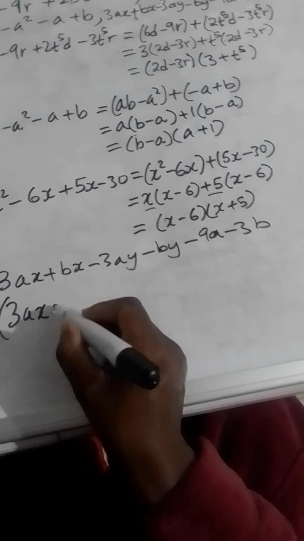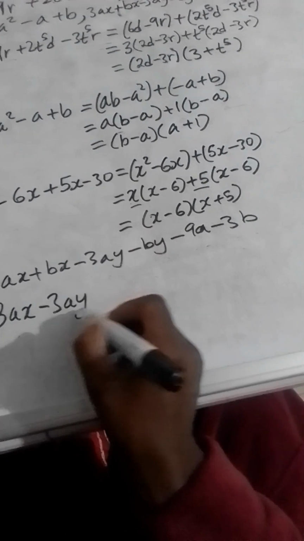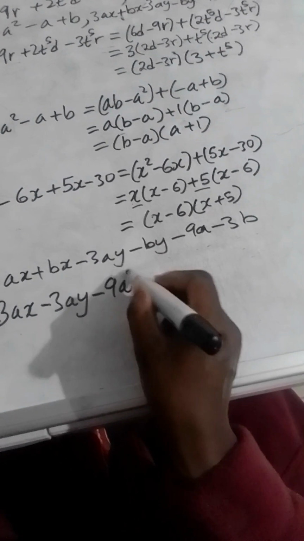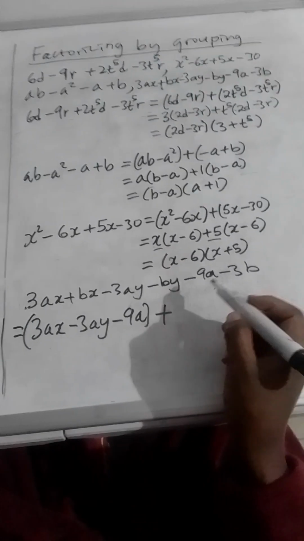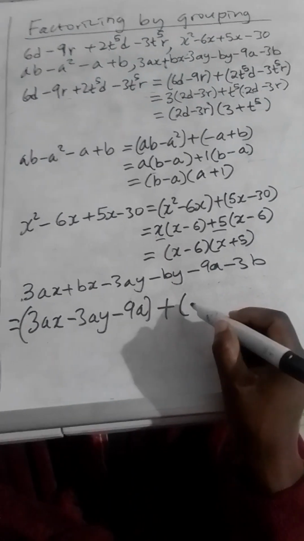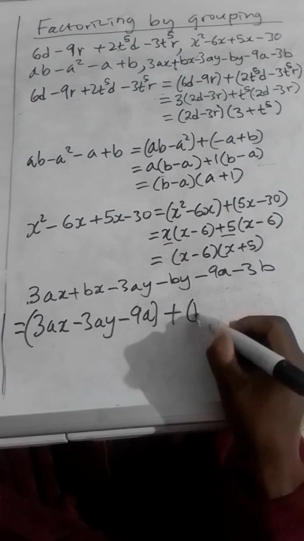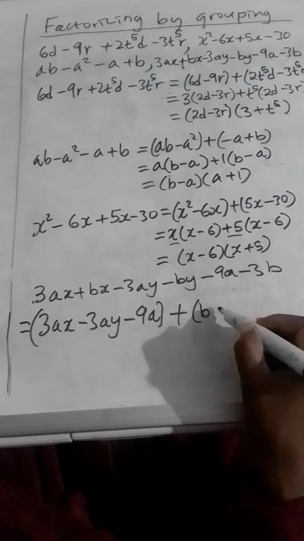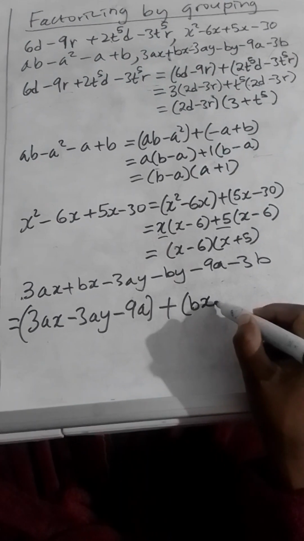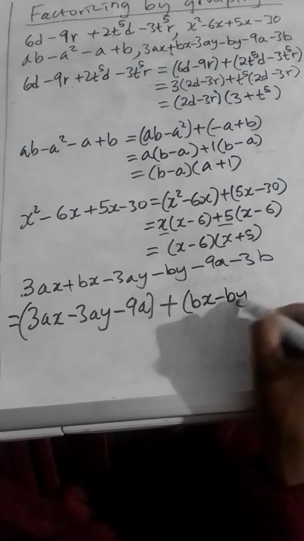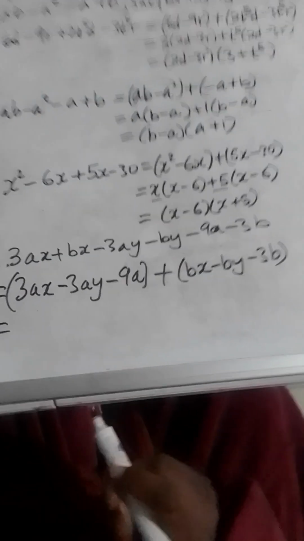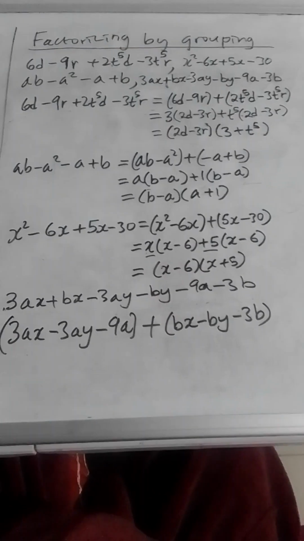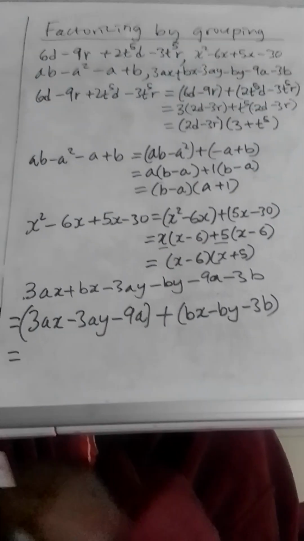So 3AX minus 3AY minus 9A plus. You always have a plus, even when you are grouping in triples. You always have a plus between the groups. So now we have what? BX, now we're having everything with a B, minus BY minus 3B. Now, because we grouped in triples, we're going to have a common trinomial factor at the end.